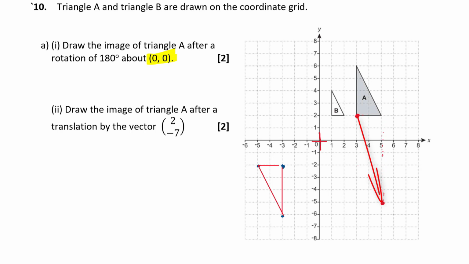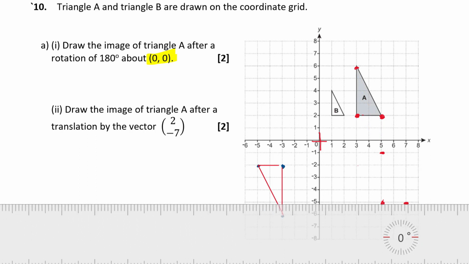Similarly, this point here is going to be translated to that point there, and this point here is going to be translated to that point there then, isn't it? Once you've got your corners, then you can join them together with your ruler again.